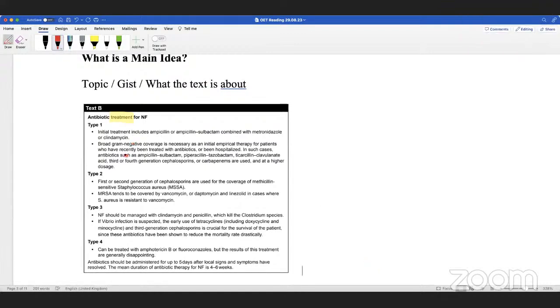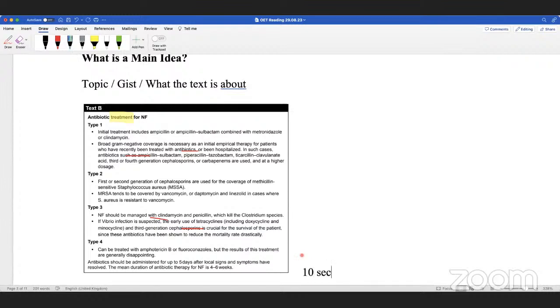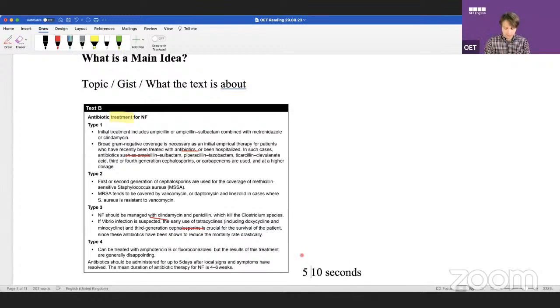No need to underline keywords, right? So to underline keywords as well as get the main idea, let's say, Andrea, for you, all together, how much time? Maybe 10 seconds. Yeah, 5 to 10 seconds.